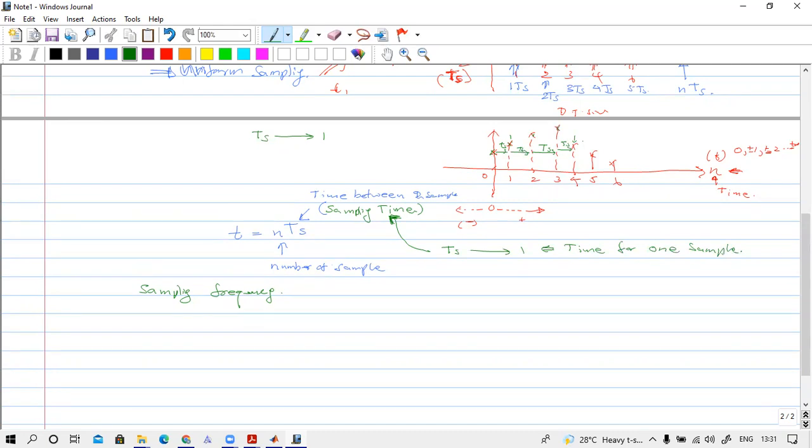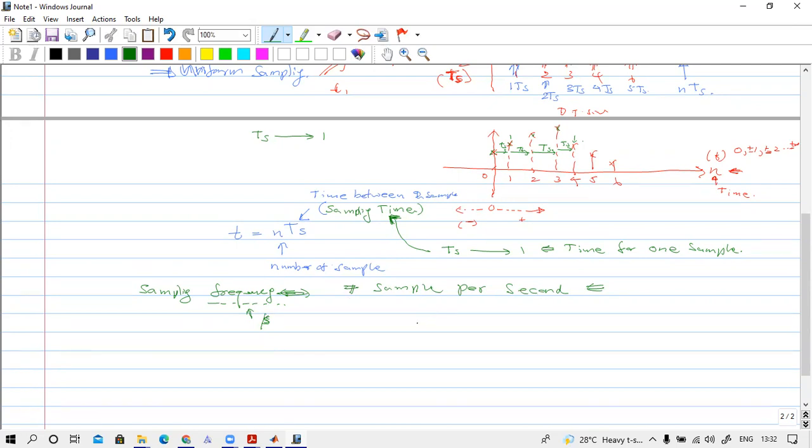So what does frequency always refer to? Frequency is some kind of a rate, always referred to per second. So sampling frequency always refers to the number of samples per second. These are very important words, so you have to understand this. Sample frequency means number of samples per second.